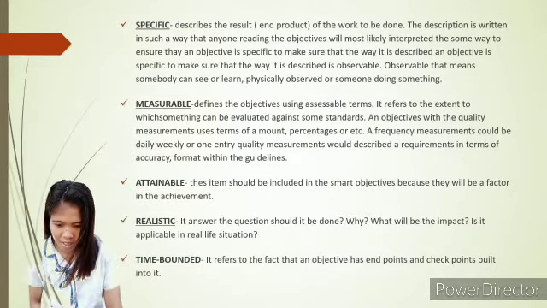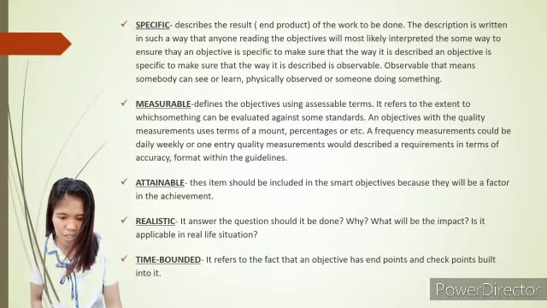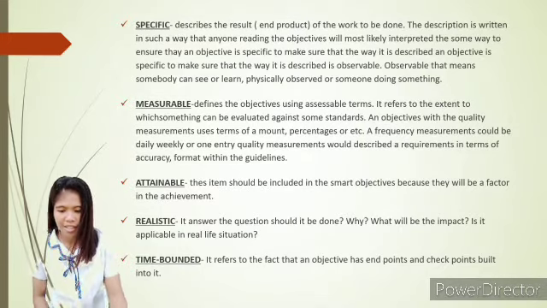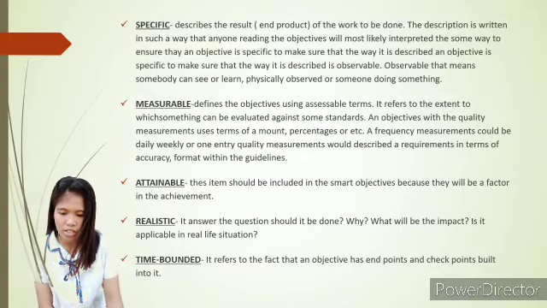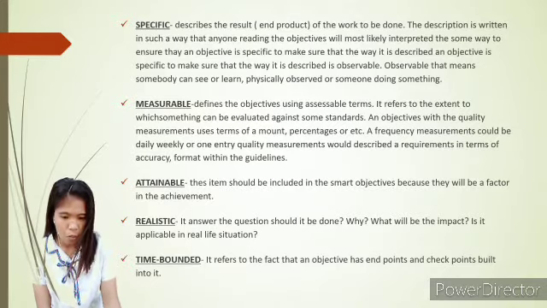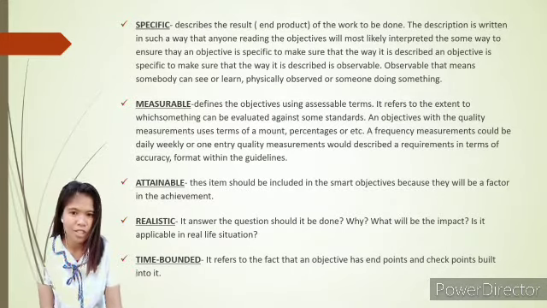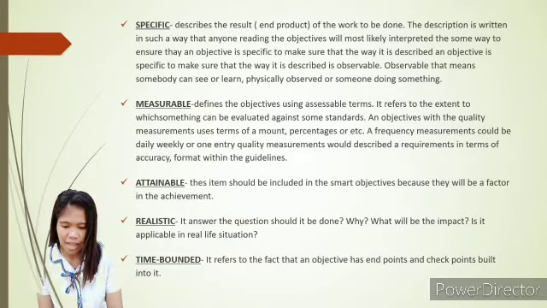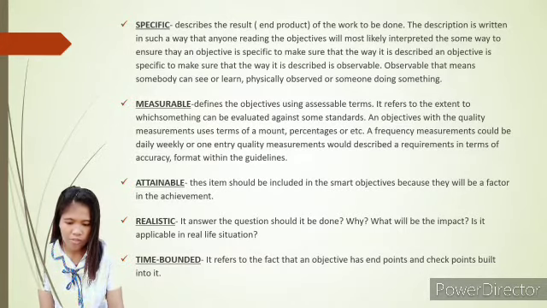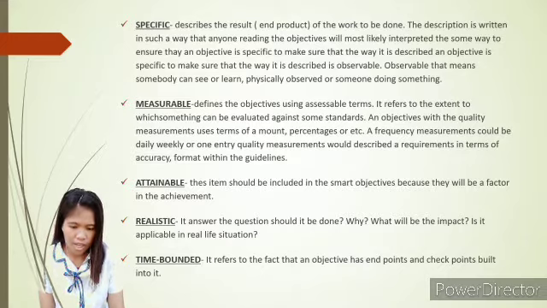Attainable items should be included in the SMART objectives because they will be a factor in the achievement. Next is realistic. It answers the question, should it be done? Why? What will be the impact? Is it applicable in real life situations? And lastly, time bounded. It refers to the fact that an objective has end points and checkpoints built into it.